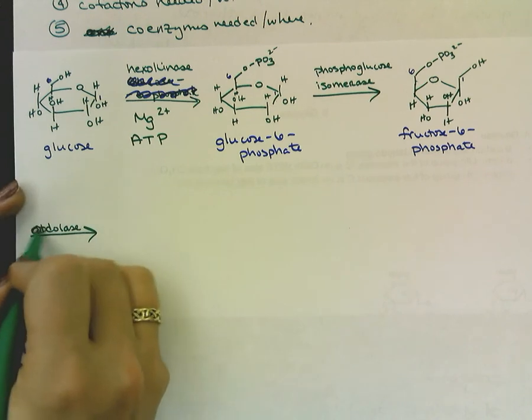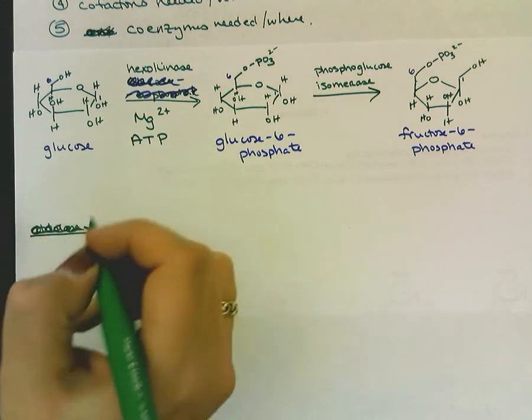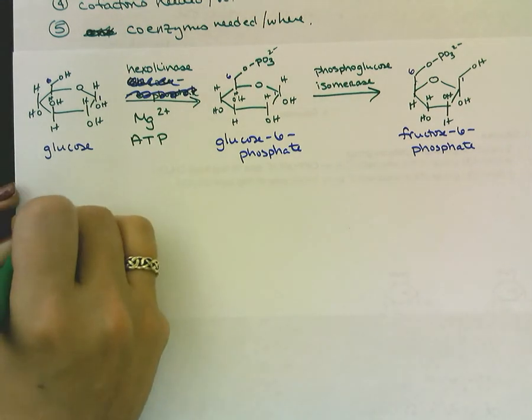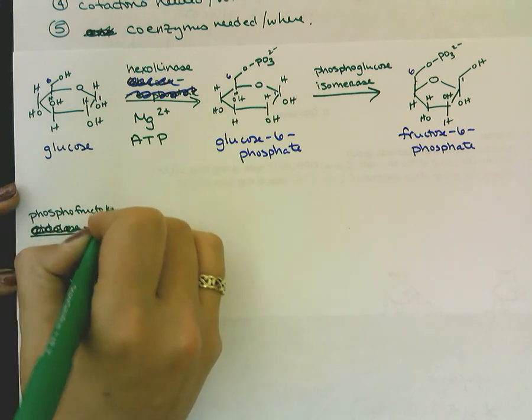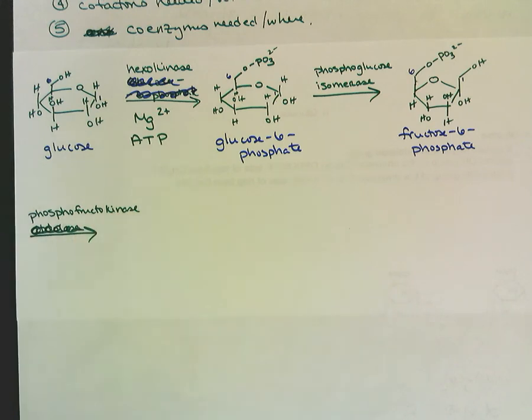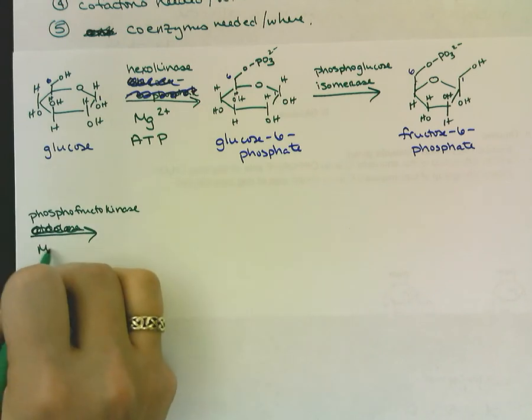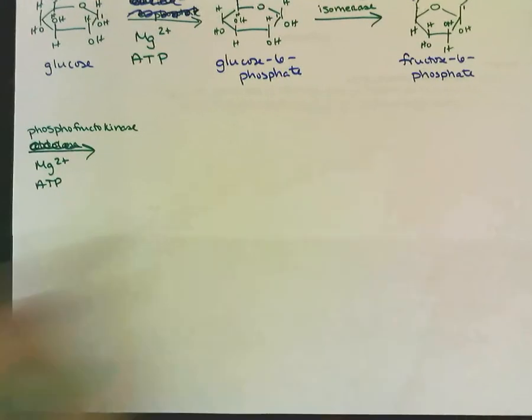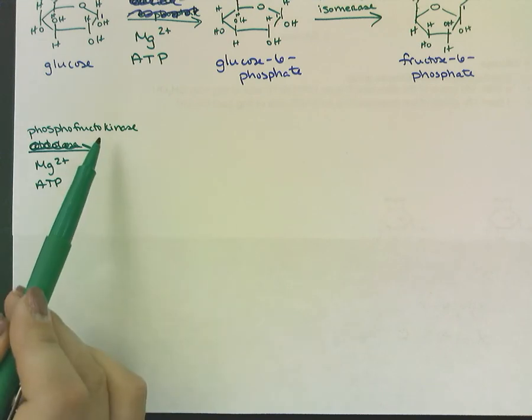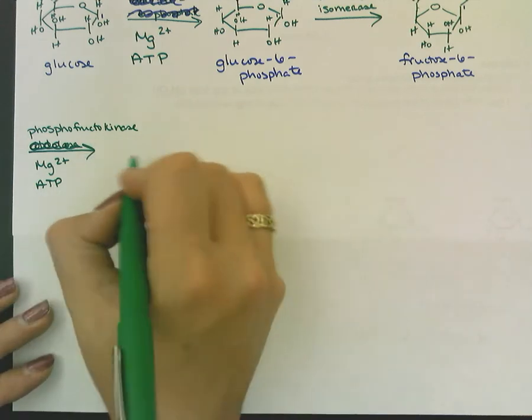Oh, no, I'm ahead of myself. Sorry, not aldolase yet. We need to use phosphofructokinase, which makes sense because we have fructose over here. And just like the hexokinase, it is going to phosphorylate.